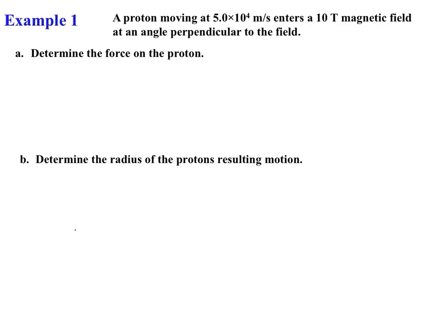So here we have a proton moving at 5 times 10 to the 4th power in a 10 Tesla magnetic field at an angle perpendicular to the electric field.